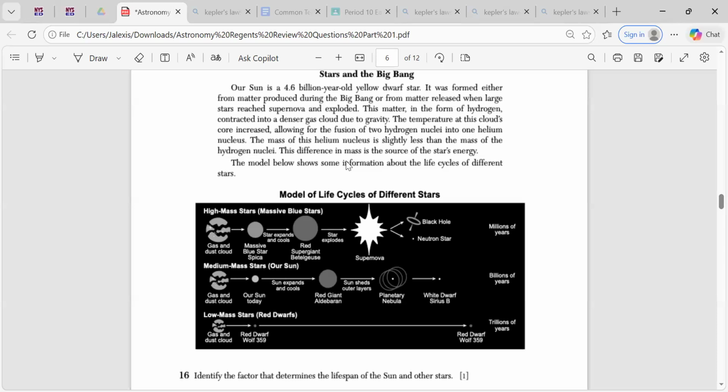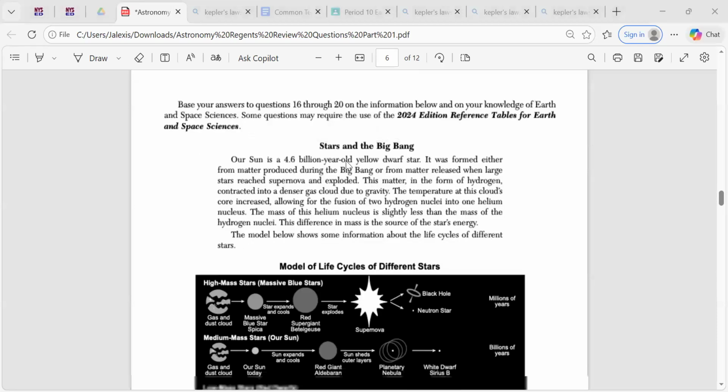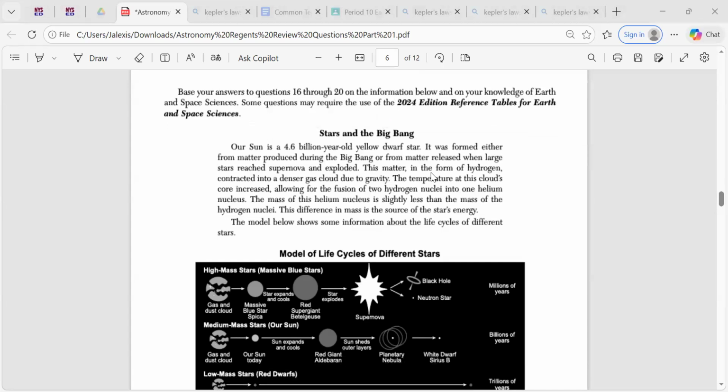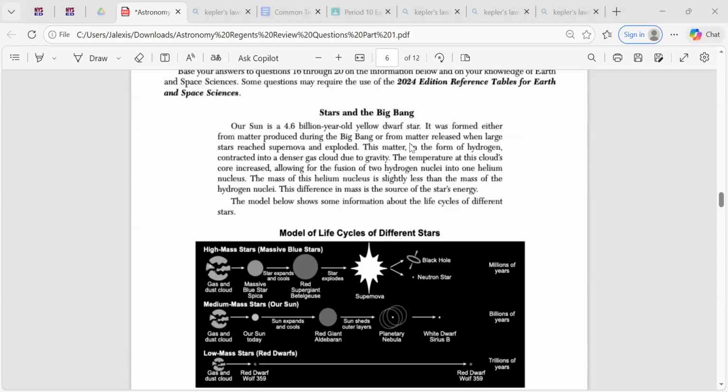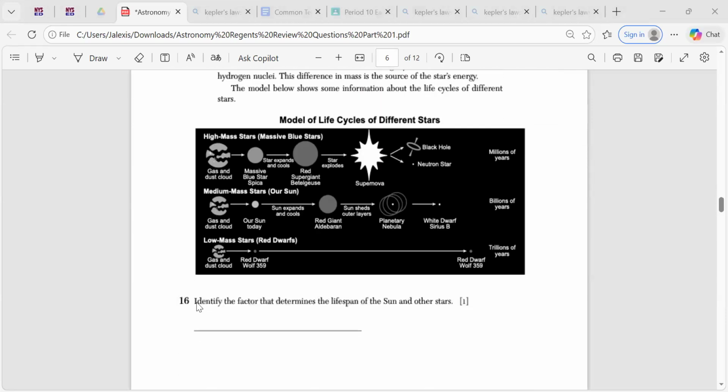All right, so we're going to answer questions 16 to 20 based on the information below and on your knowledge of Earth and space science. Some questions may require the use of the 2024 edition reference tables. Okay, so I'm doing a quick scan: stars in the Big Bang, model of life cycles of different stars. Question 16 says, identify the factor that determines the lifespan of the sun and other stars, right?